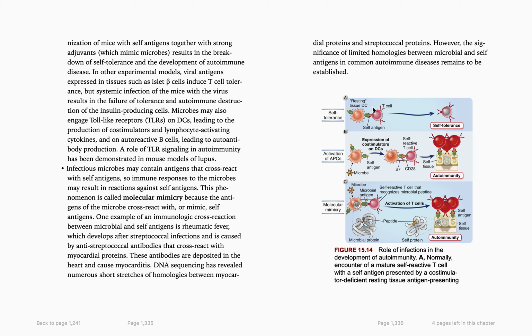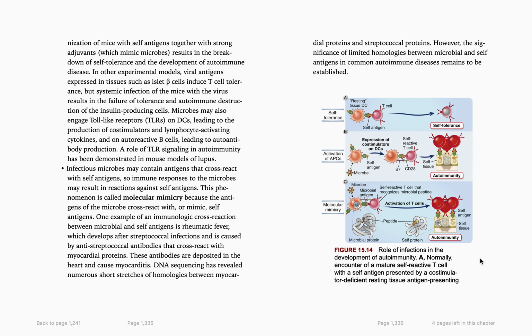So this is normal resting tissue. With self-antigen, self-tolerance can happen. Activation of antigen-presenting cells and expression of costimulators: if they are expressing a lot of costimulators, they activate self-reactive T cells, and this can cause autoimmunity. Or molecular mimicry. So massive activation of antigen-presenting cells or molecular mimicry can cause autoimmune disease.